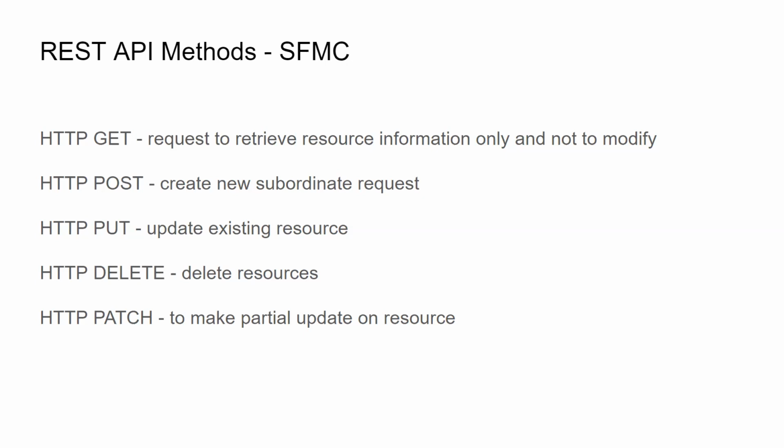So the difference between PUT and PATCH is that in PUT, you can update everything, and in PATCH, only a partial thing can be updated. Mostly in Marketing Cloud, we don't use PATCH so much. We try to go with PUT, POST, GET, and DELETE. Those are the widely used methods in Marketing Cloud.